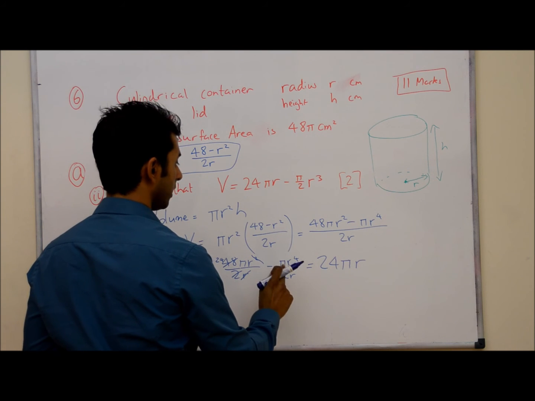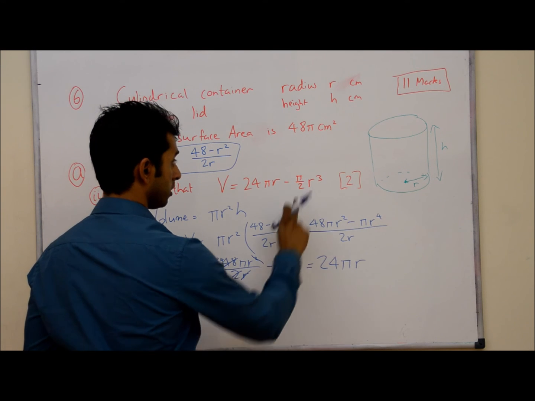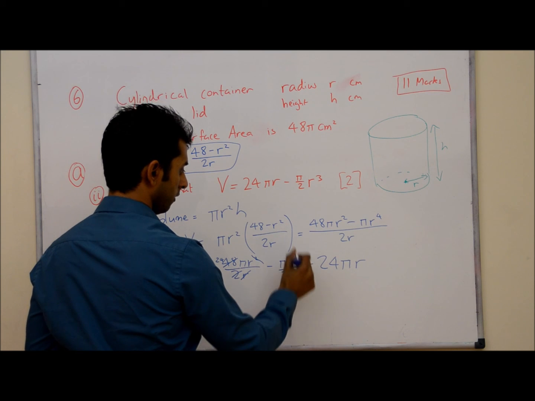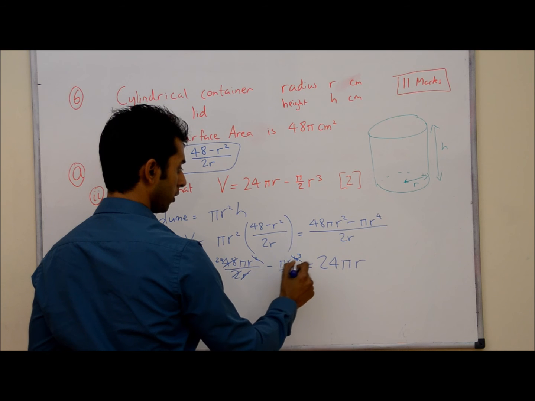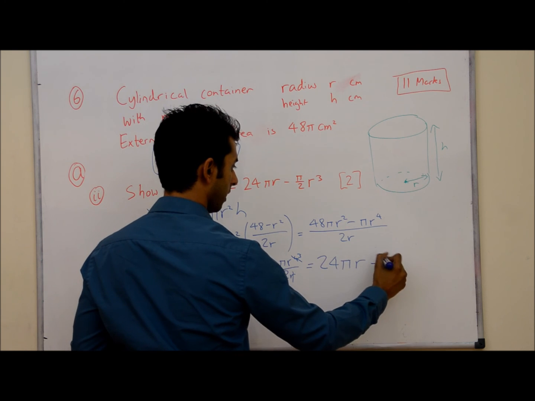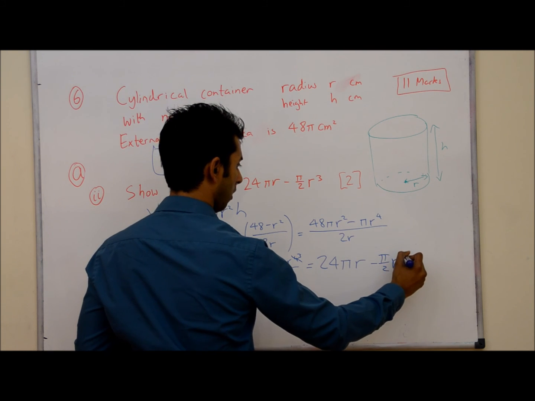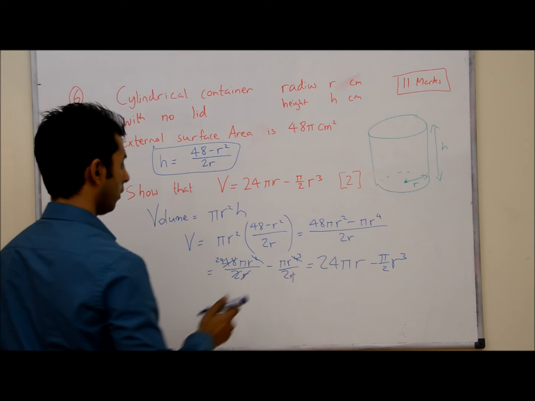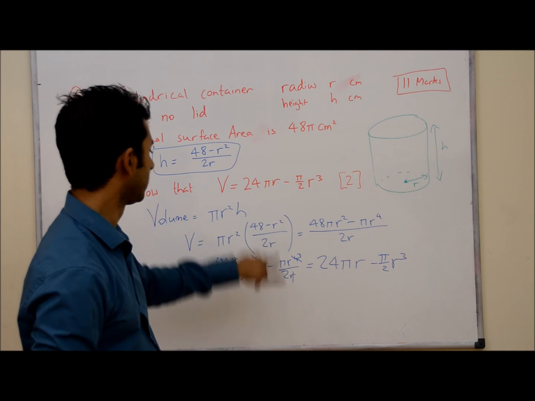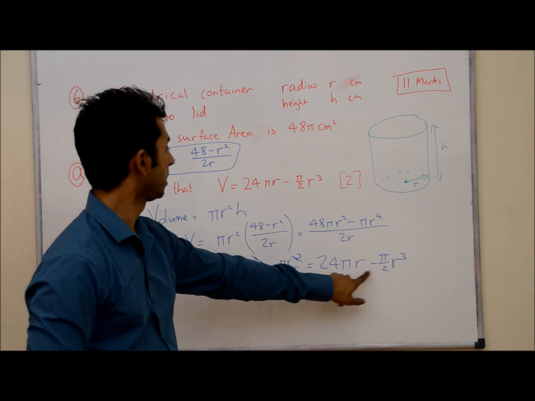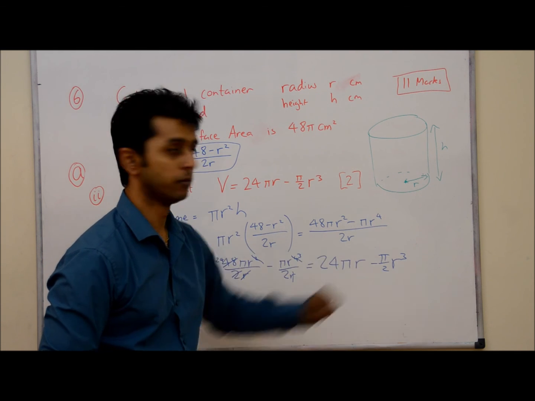And on this side we've got pi over 2, which is good, and one of the r's will cancel, so this r will cancel with one of these r's, leaving you with r cubed. So we've got minus pi over 2 r cubed. So we've got what we wanted here. So we've now shown that V is equal to 24 pi r minus pi over 2 r cubed.